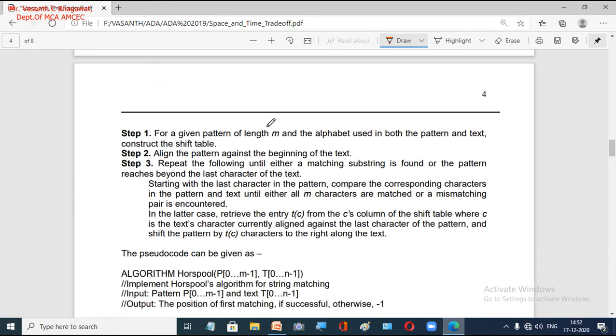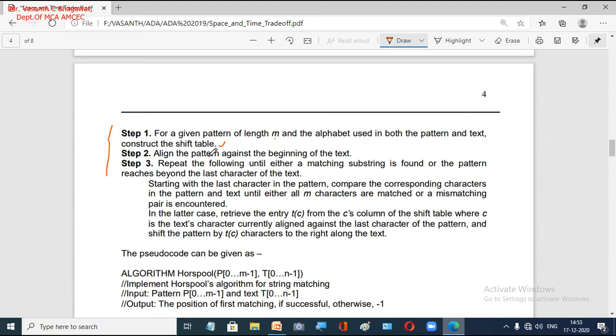Now what we have to understand here is that you should create a shift table first before you start your pattern matching. Once that shift table has been built, what does Horspool's algorithm say? It has 3 steps. The first step is, for a given pattern of length m and the alphabet used in both the pattern and the text, you construct a shift table. First step, design or build your shift table.